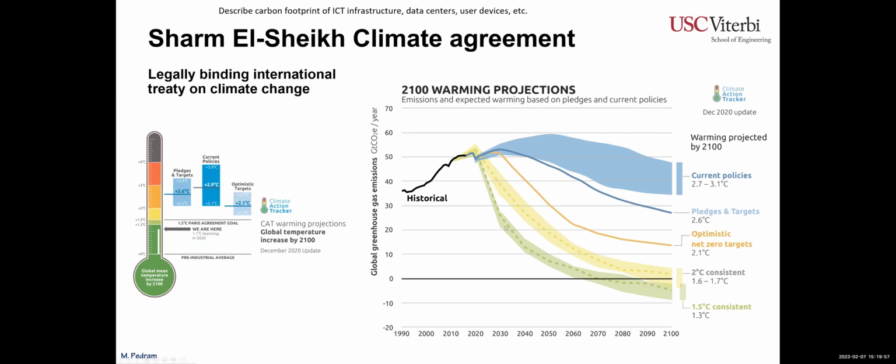So with all the pledges and the targets, 2.6 degrees, optimistically 2.1 degrees Celsius, so we have to really try to be concerned about and care a lot about the climate conditions going forward.